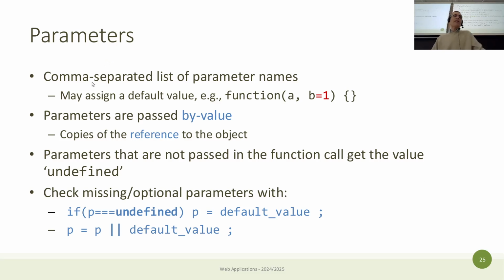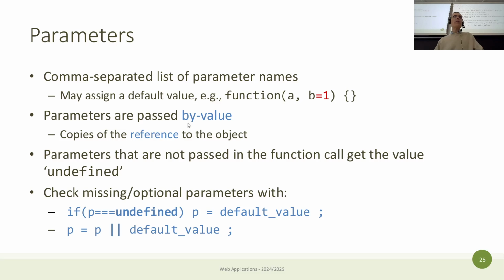Parameters. They are a comma-separated list of parameter names. We can also assign a default value in case you need it. So function a, comma b equal to 1. So 1 is the default value for b in case b is not passed. And then there can be some code.